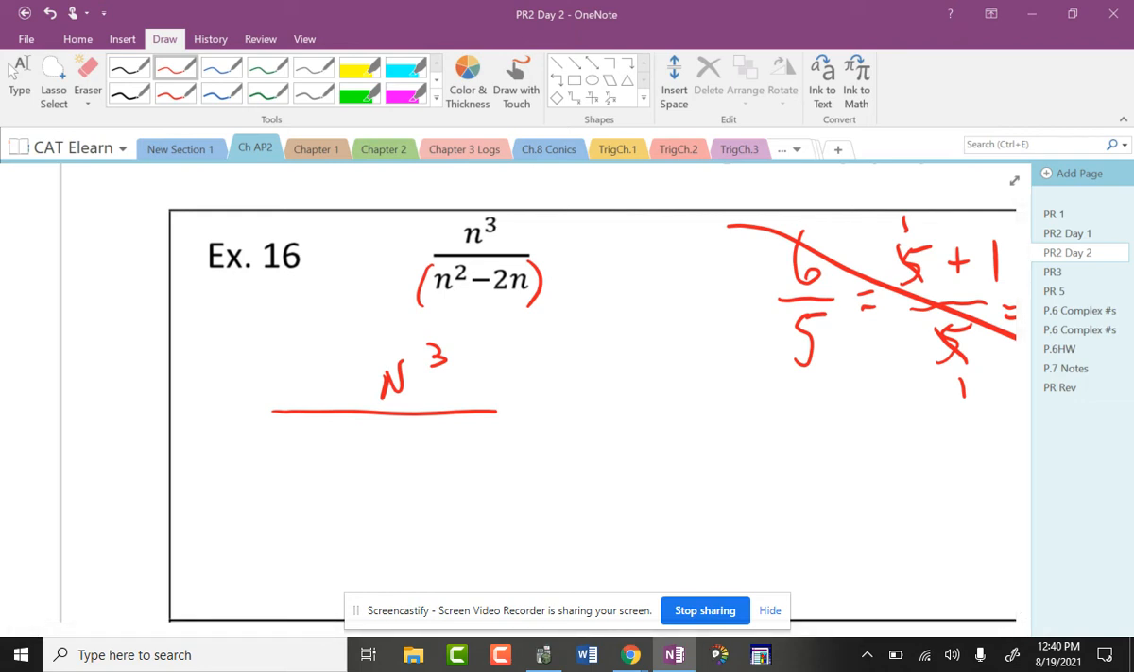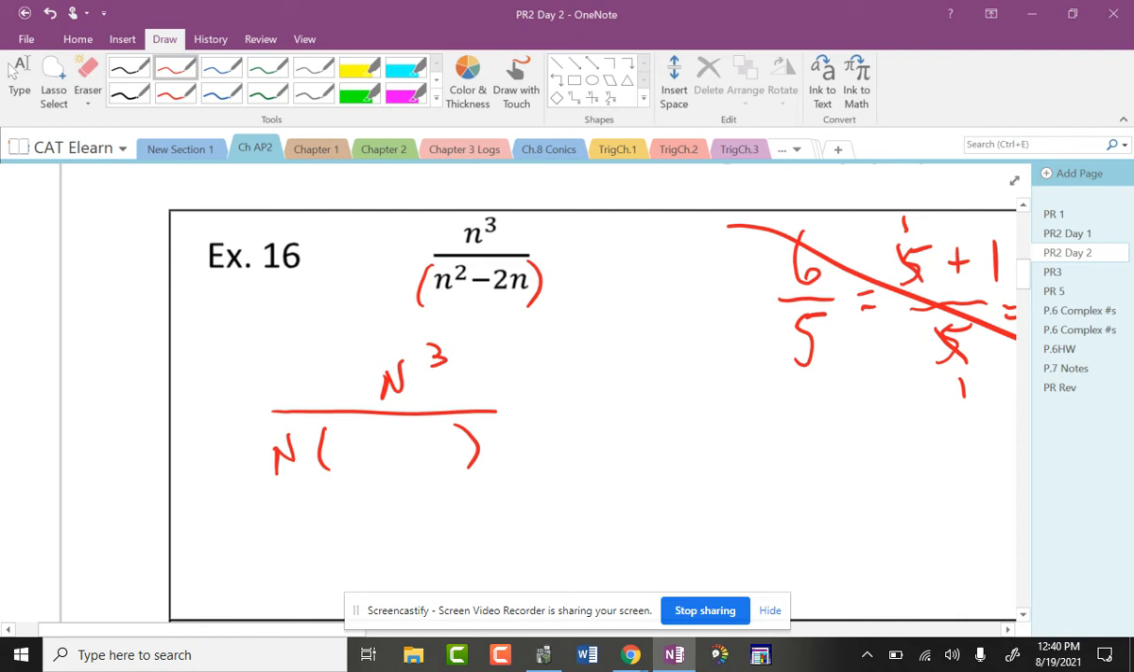First thing you should always look for is a GCF. Is there one in the bottom? Do they have something in common? What do they have in common? At least a what that I can undistribute? Yeah, you take an n out. What's left over when I undistribute an n?